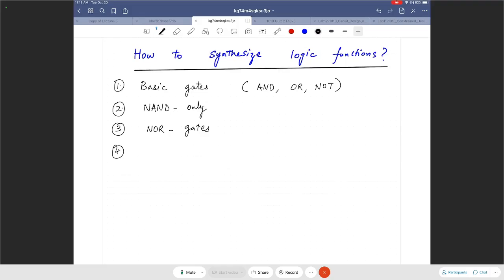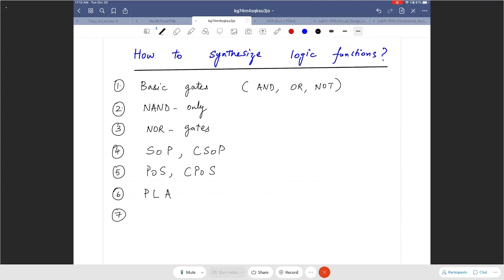What else should I write in this list? How do you synthesize logic functions? Basic gates is one, NAND is other, NOR is the third one, SOP forms and canonical SOP forms is the next. POS and canonical POS is the next one. Programmable logic arrays is one after that.